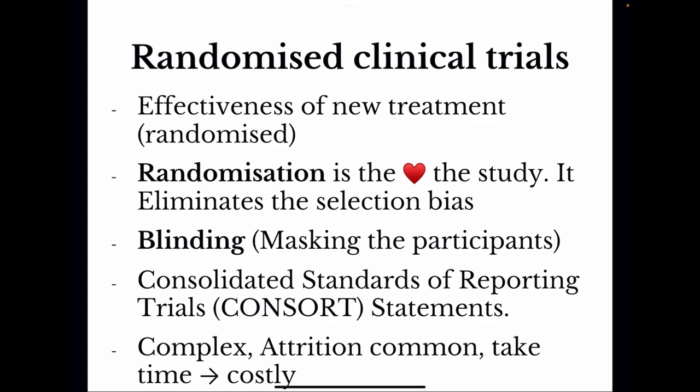In experimental study, if we do randomization, it is termed as randomized control trial. It is also useful for effectiveness of new treatment. Randomization is the heart of the study. That is, it eliminates the selection bias. Also, it takes care of the confounders between the two groups.